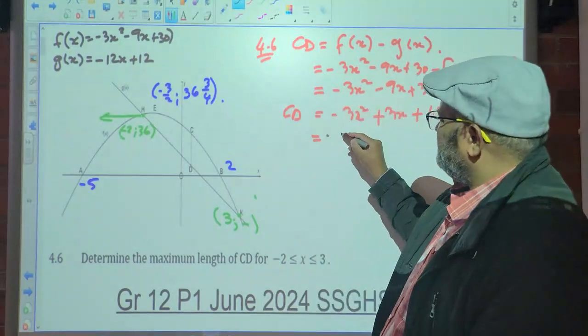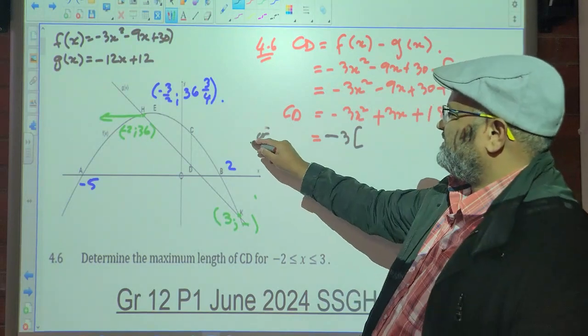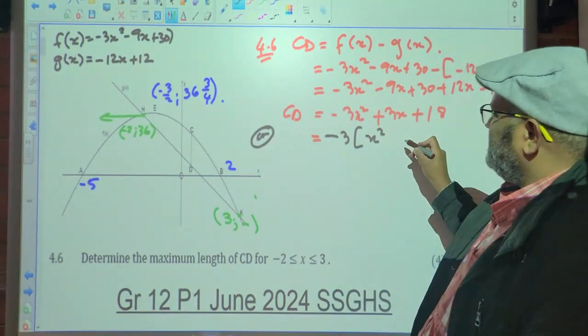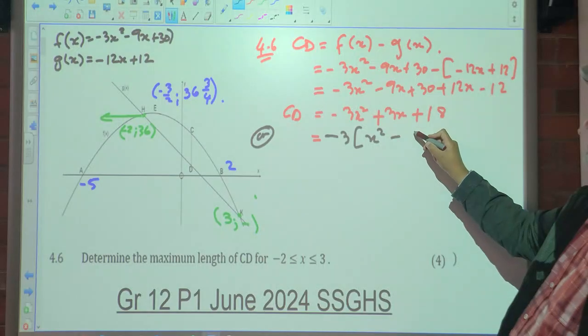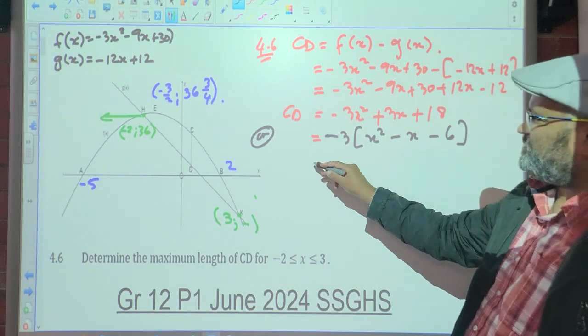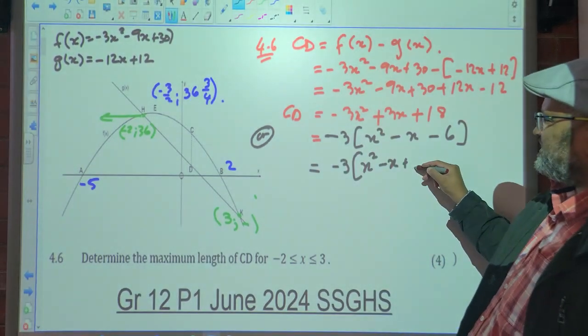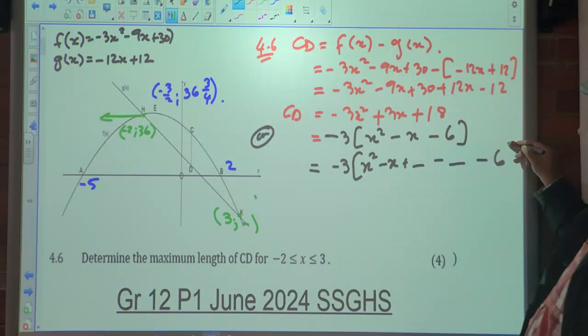So let me change the color here. I'll show you there's another way. You can leave it as x squared minus x minus 6, which now gives me negative 3 into x squared minus x plus a number, minus that same number, minus 6.